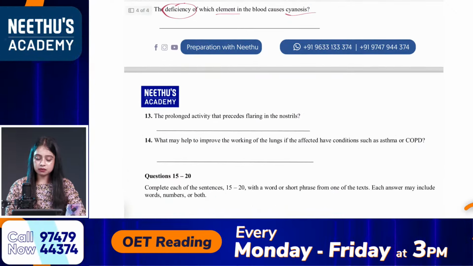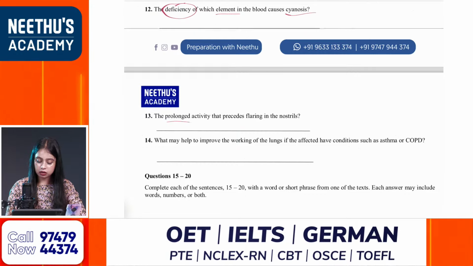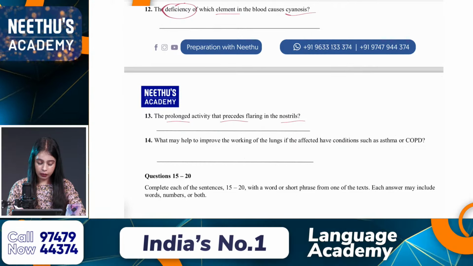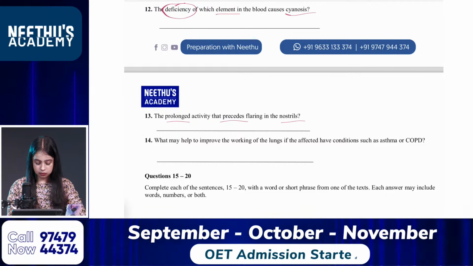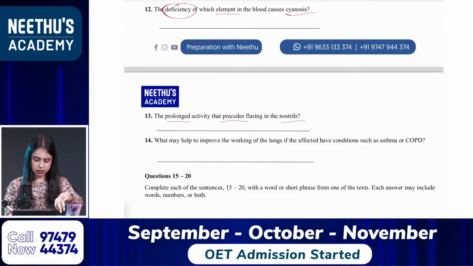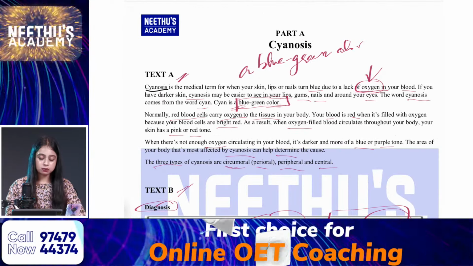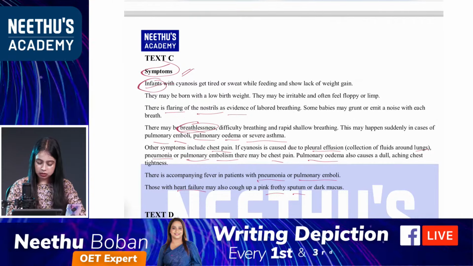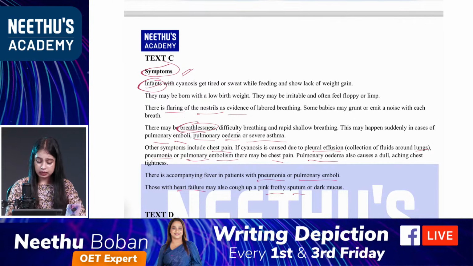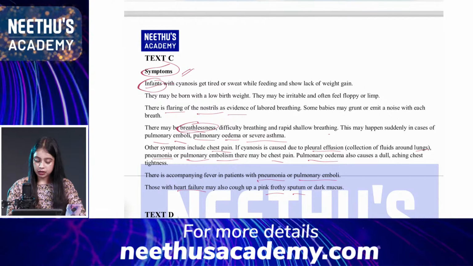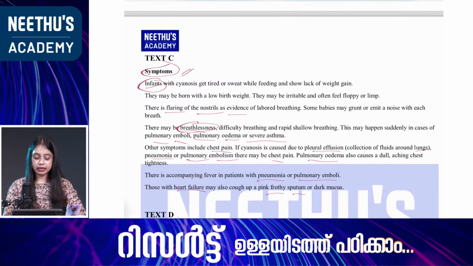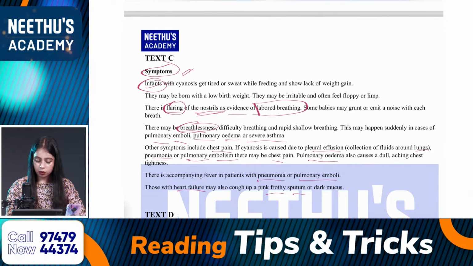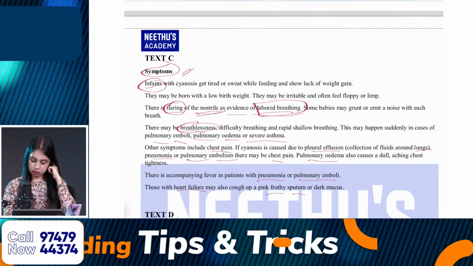Then 13th one, the prolonged activity that precedes flaring in the nostrils. 13th question. Very good. Yes, Shiny, it's labored breathing. It is mentioned in text C, one of the symptoms, in the third paragraph here. There may be breathlessness, difficulty breathing, and rapid shallow breathing. In the previous line, there is flaring of the nostrils as an evidence of labored breathing. So answer is labored breathing.